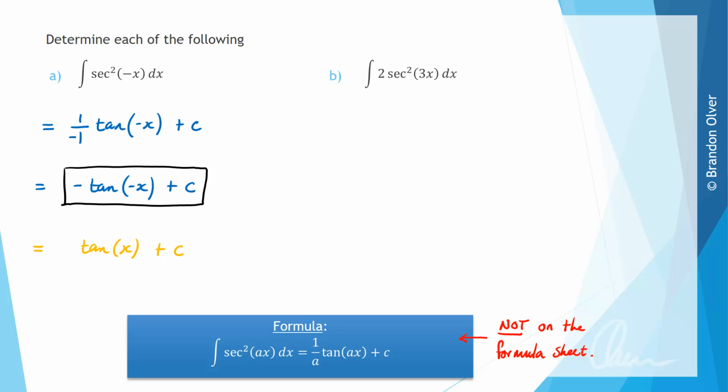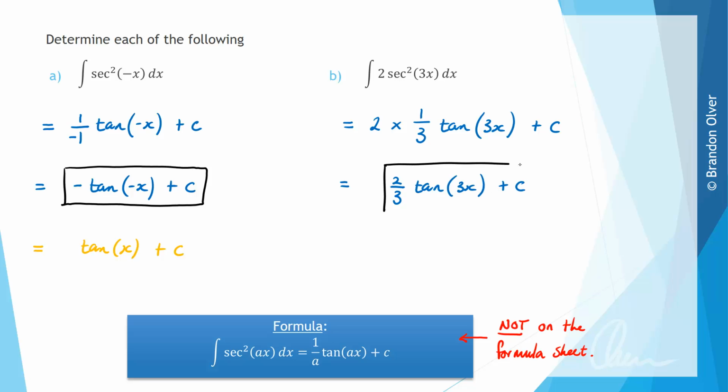For part B, we'll apply the same formula so that the integral of 2 sec squared of 3x is going to be 2 times 1 over the a value of 3 multiplied by tan of 3x plus c. And simplifying that, 2 times 1/3 is 2 over 3 times tan of 3x plus c. So that is the answer to part B of this example.